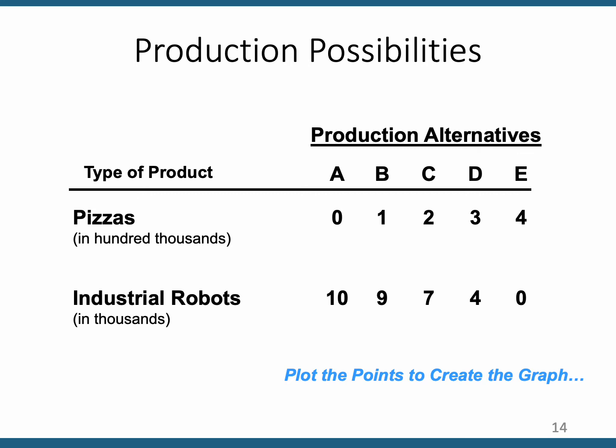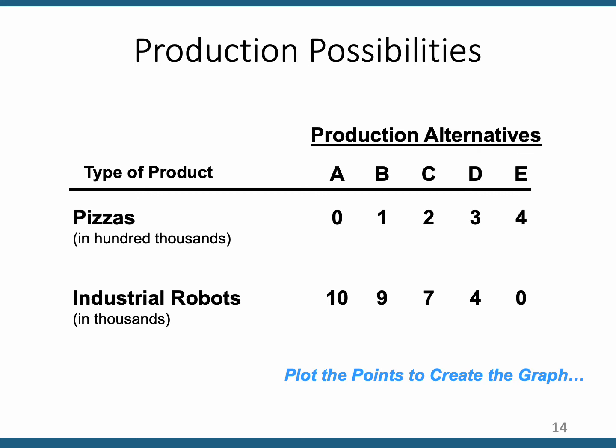All right, so now you're producing at point C, and you are the plant manager, let's say, in charge of the productive resources, and you're producing 200,000 pizzas per week and 7,000 robots, and this goes on for weeks and weeks and weeks, and you're noticing that society wants still more pizzas. Well, you can increase pizza production. You can add another 100,000 per week to get to point D, but you've got to give up more robots per week.